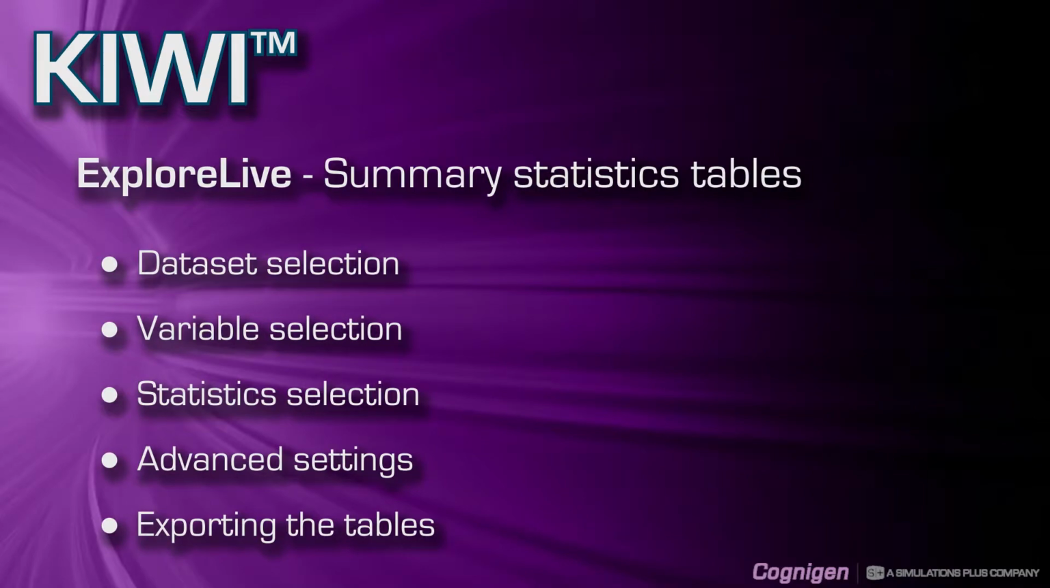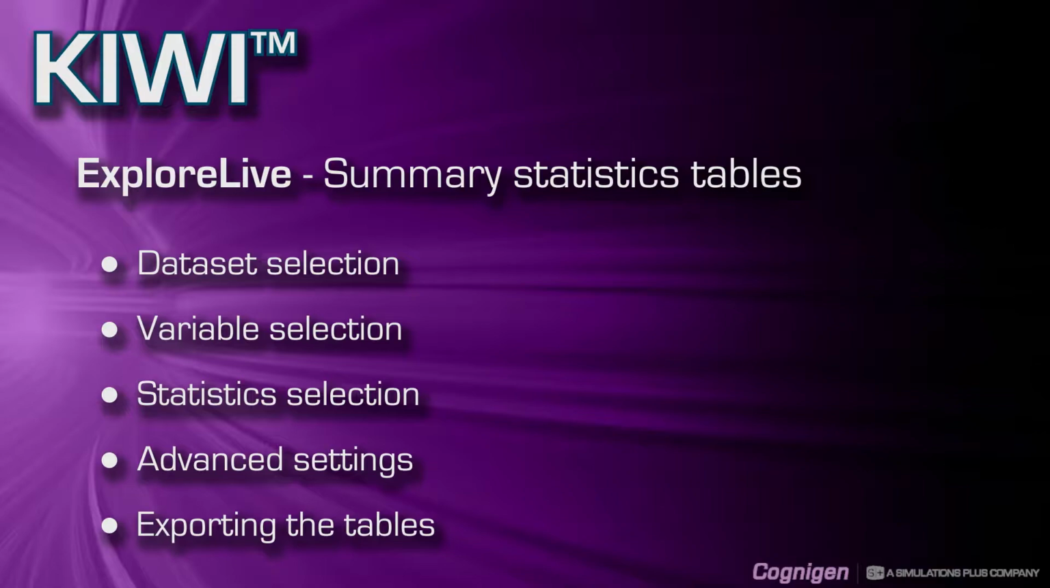Hello and welcome. In this tutorial, I will illustrate how you can create summary statistics tables in the KIWI ExploreLive module. I will illustrate the use of basic settings, such as the selection of the data source, the selection of the variables that will be summarized in your table, the selection of the statistics that will be reported. I will also cover some advanced settings, and I will conclude with a demonstration of how you can export the tables that will be generated within the submodule.